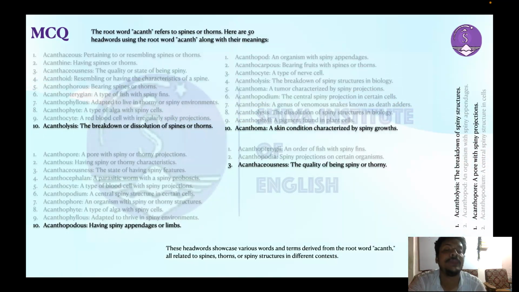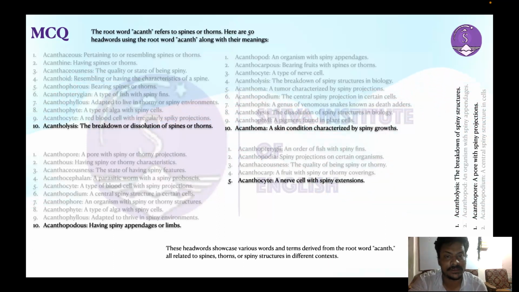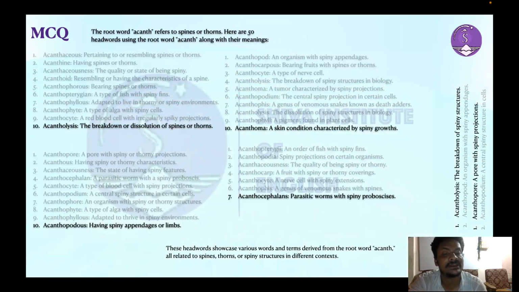Acanthocercnes, the quality of being spiny or thorny. Acanthocarp, a fruit with spiny or thorny coverings. Acanthocyte, a nerve cell with spiny extensions. Acanthopes, a genus of venomous snakes with spines. Acanthocephalans, parasitic worms with a spiny proboscis. It is also pronounced like this, acanthocephalans. Acanthodians, an extinct group of fish with spines.